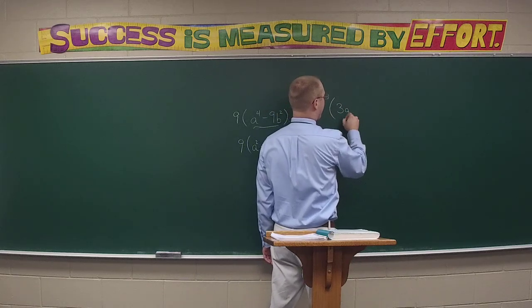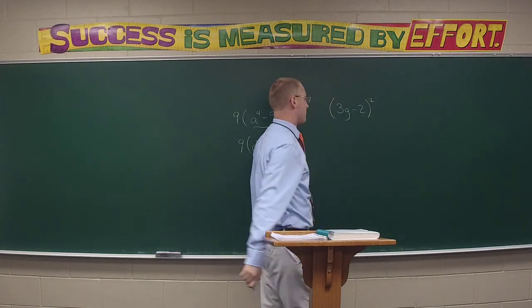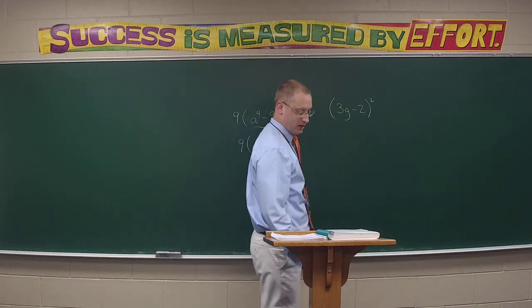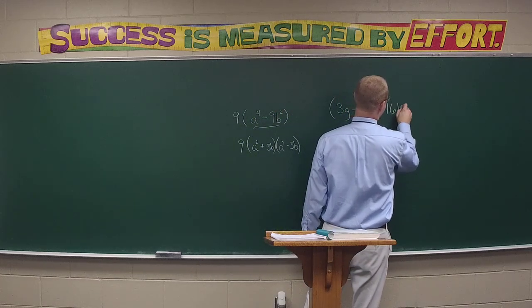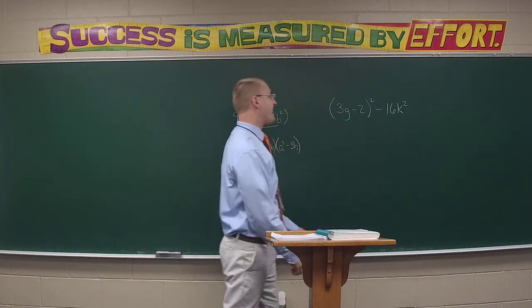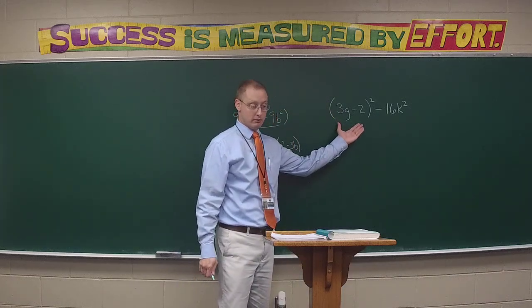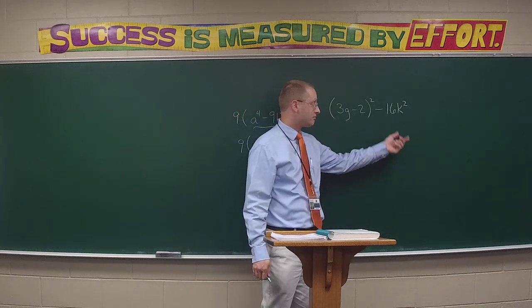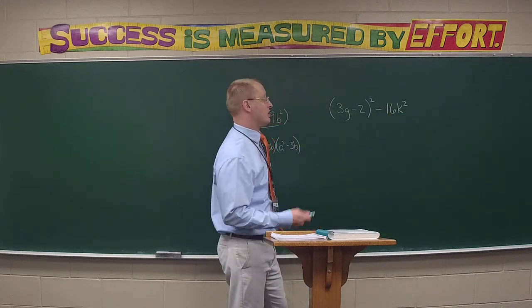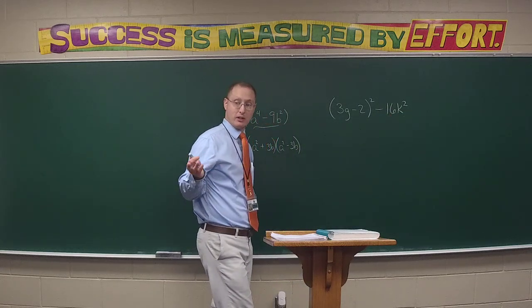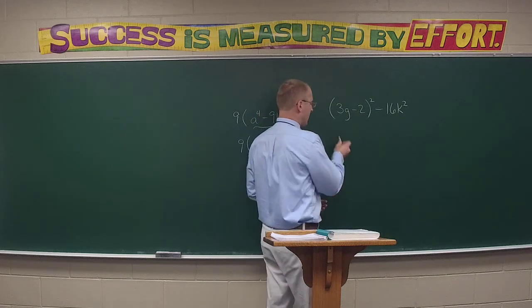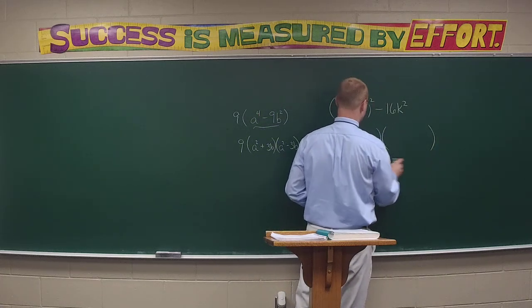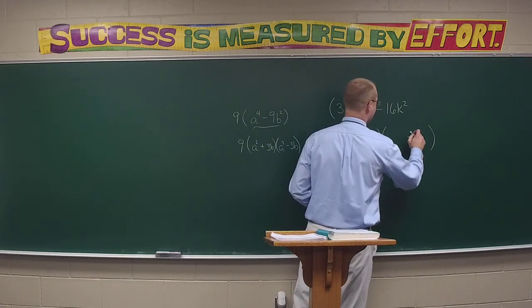Go and write down the problem, first of all, there in your notebooks. We got the 3g negative 2 quantity squared minus 16k squared. And it is a perfect square minus a perfect square. So it's a difference of squares. And a difference of squares, class, factors into a sum and difference. So we're going to set up two sets of parentheses. We're going to put a plus in one of them. We're going to put a minus in the other one.